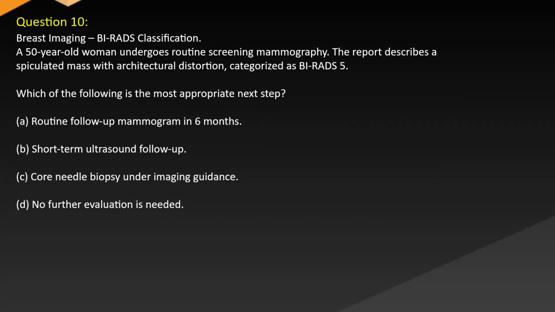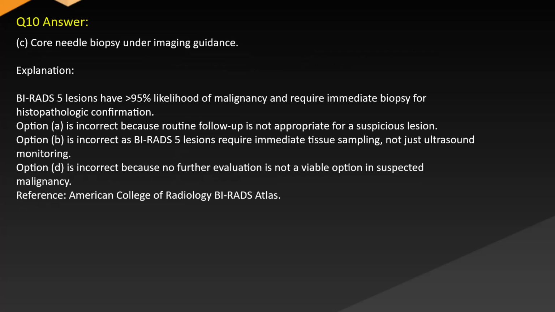Question 10. Breast imaging. BI-RADS classification. A 50-year-old woman undergoes routine screening mammography. The report describes a spiculated mass with architectural distortion, categorized as BI-RADS 5. Which of the following is the most appropriate next step? A. Routine follow-up mammogram in 6 months. B. Short-term ultrasound follow-up. C. Core needle biopsy under imaging guidance. D. No further evaluation is needed. Answer: C. Core needle biopsy under imaging guidance.